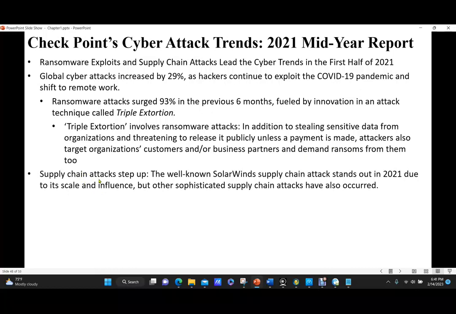There was a major increase in supply chain attacks. The SolarWinds supply chain attack was the most well-known and biggest one, but there were other sophisticated supply chain attacks as well.